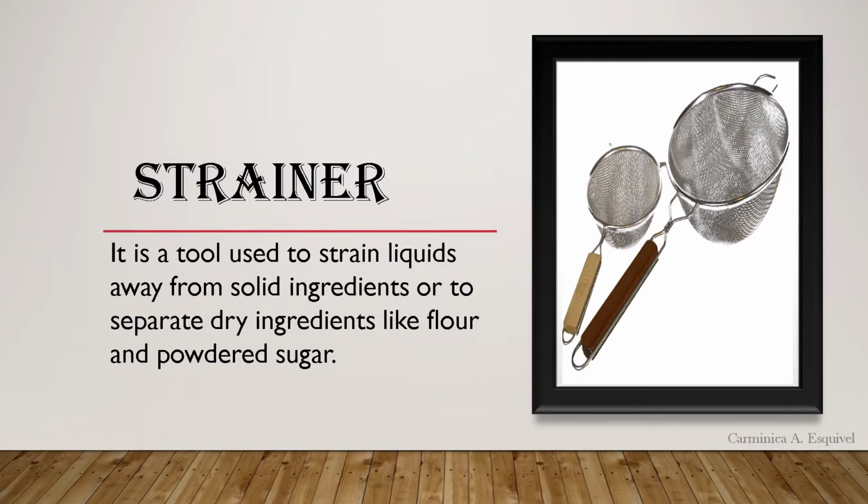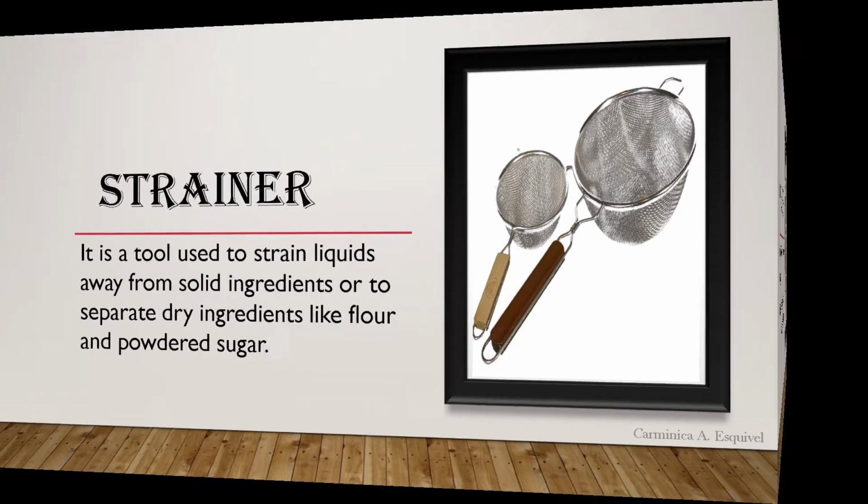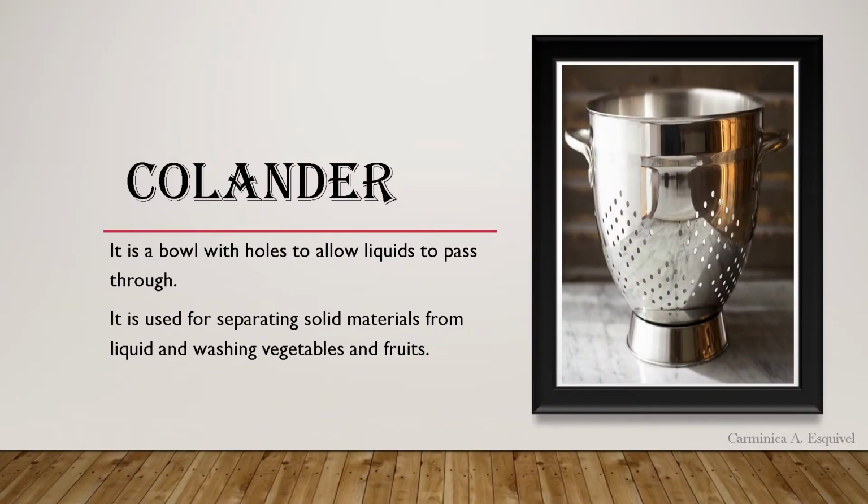Strainer. It is a tool used to strain liquids away from solid ingredients or to separate dry ingredients like flour and powdered sugar. It is used for sifting flour and sugar. Inaalis nito yung mga lumps, yung mga buo-buo sa flour at sugar. Next is the colander. It is a bowl with holes to allow liquids to pass through. It is also used for separating solid materials from liquid and washing vegetables and fruits.